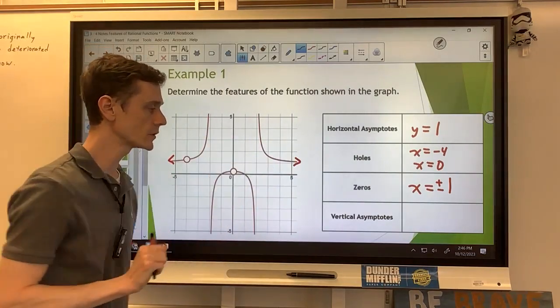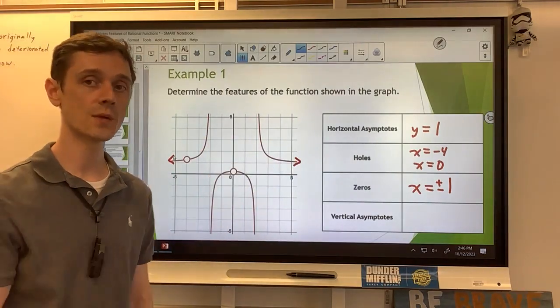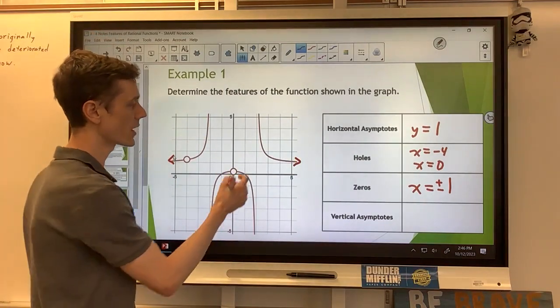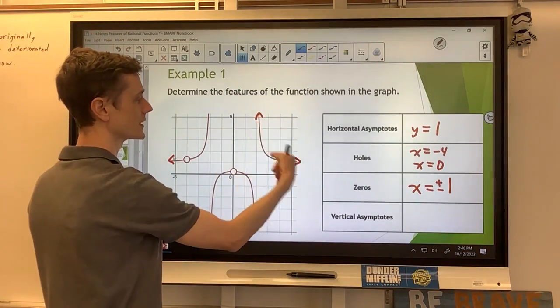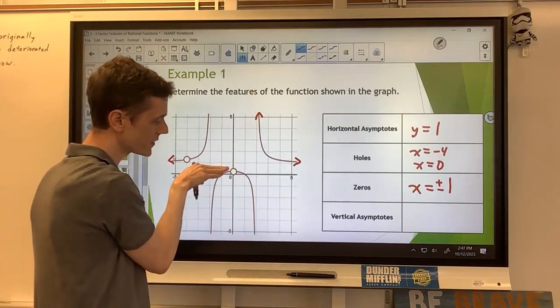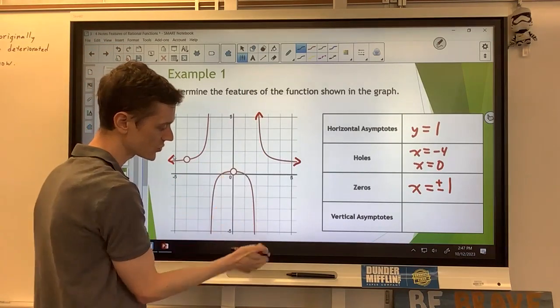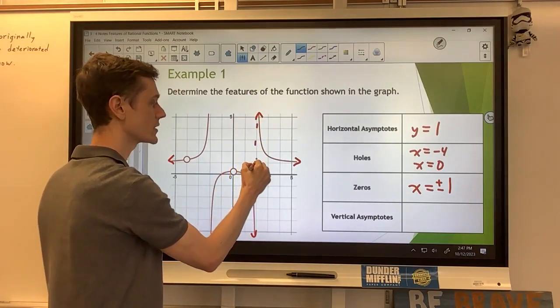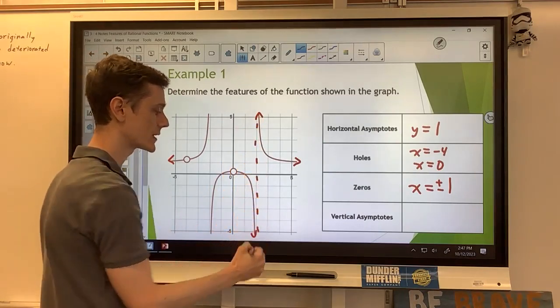And then the last thing we're going to look for here is the vertical asymptotes. Sometimes they're indicated by a vertical dotted line on your graph, but in this case, what I'm noticing is it looks like my x value is avoiding x equals 2. And on this side, as I move to the right, it looks like it's shooting down and avoiding an x value of x equals 2. So it looks like I have a vertical asymptote right here.